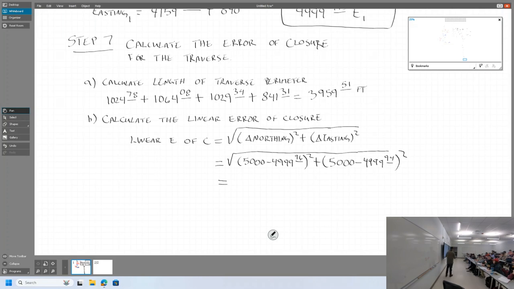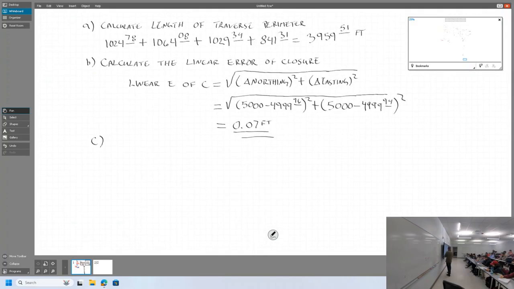You guys, any? 0.069. Get this right, just round it up. Oh yeah, 0.0691. Just, again, going to the hundredth, 700ths of a foot, right? That is your linear error of closure. 700ths of a foot. All right, moving on.